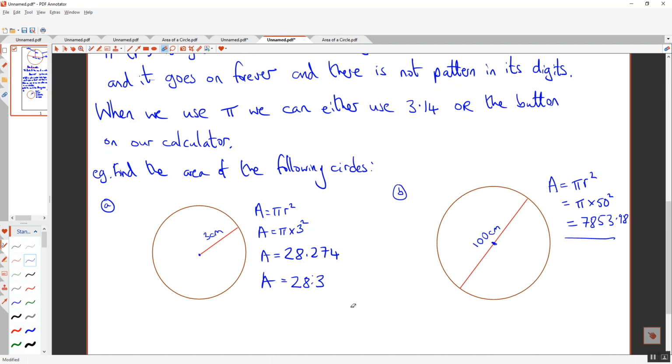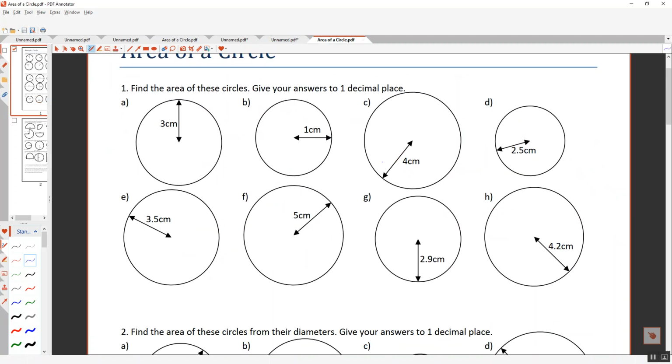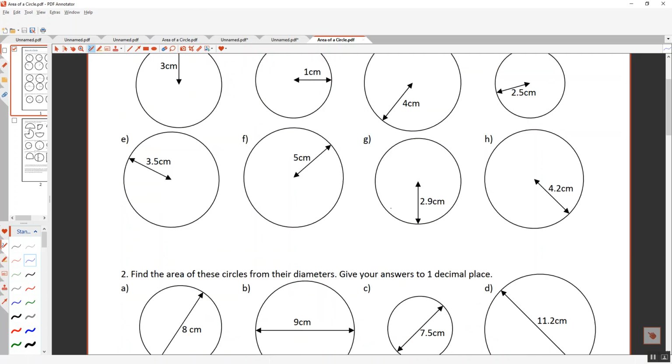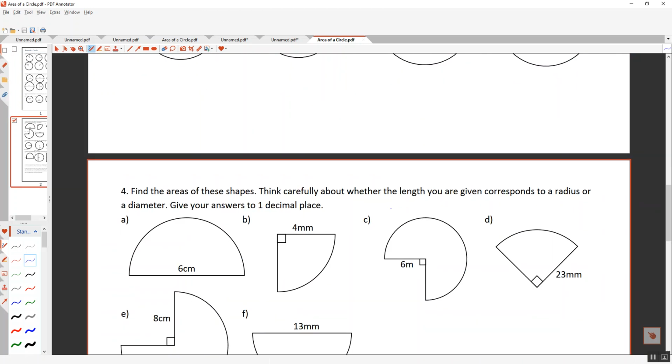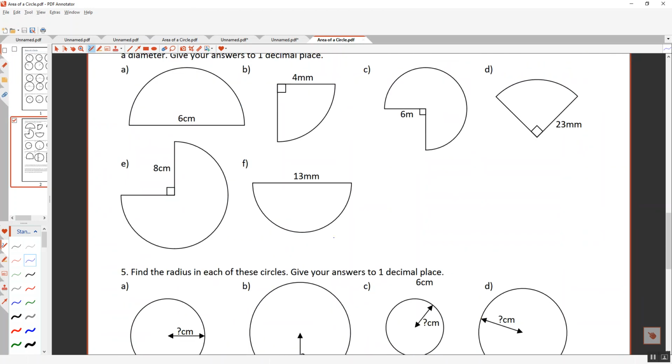Alright, so we just finished off on that last time, and what I'm going to get you to have a go at is the following worksheet. What I want you to do is a sketch of each circle, of each one. So we've got radiuses, diameters, and then it starts to get more complicated. These are the types of questions we want to get to. And I want you to think carefully about how you would have to go about these ones, because it's not the full circle that you're having to work out the area of, okay?